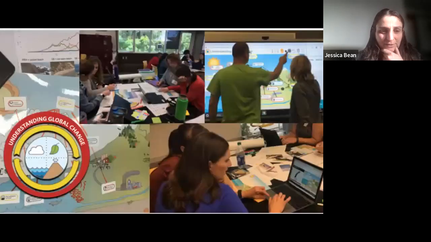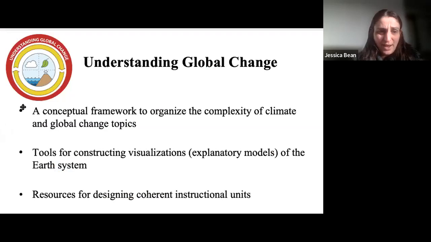So again, I've been really honored to work with so many amazing teachers and educators, and of course, CLEAN, in figuring out how we can leverage these tools to connect the dots and support this systems thinking in the classroom. And so today I gave you a quick overview of these three main tools: the conceptual framework, the modeling tools for constructing visualizations, and finally resources for designing coherent units, like our instructional planning guide that we've developed to help you use CLEAN resources and connect them together, and use modeling as a practice in your instruction.